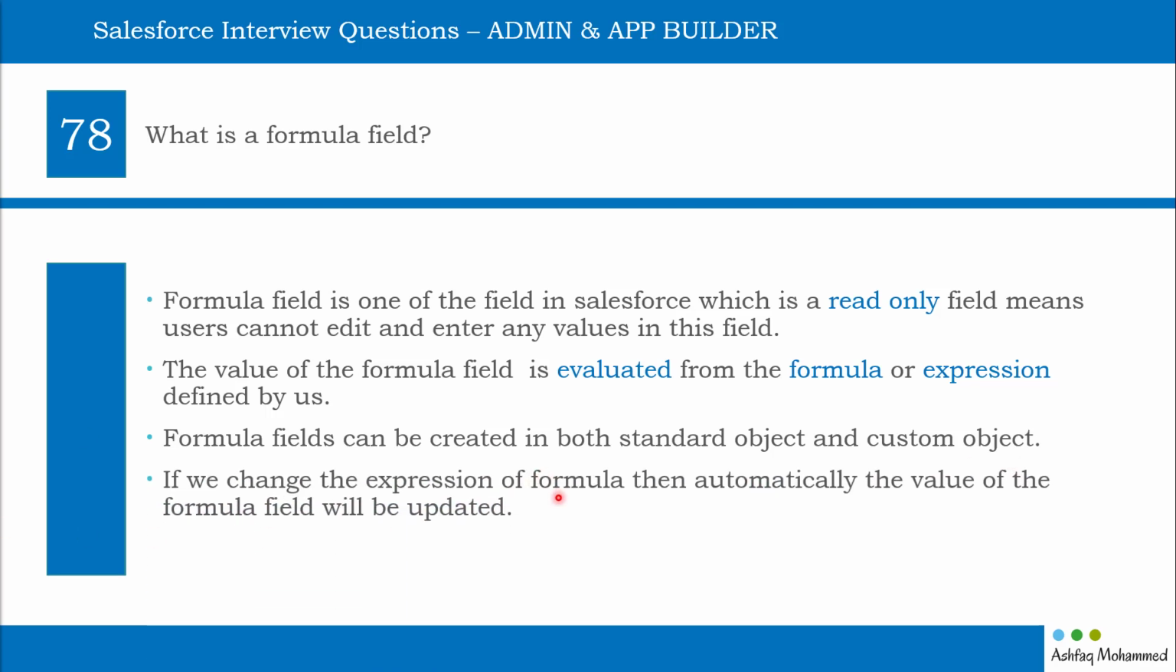If we change the expression of the formula, then automatically the value of the formula will be updated. Let's say, for example, initially I created the formula based on the values of two fields, and then later on my requirement changes, and I want to write the formula based on three different fields. As soon as I update that, automatically the value of the formula field will be updated.